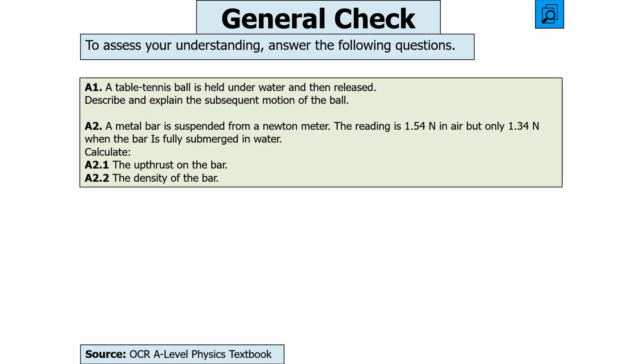The next question says, a table tennis ball is held underwater and then it is released. Describe and explain the subsequent motion of the ball. Then, a metal bar is suspended from a Newton meter. The reading is 1.54 newtons in the air, but only 1.34 newtons when the bar is fully submerged in the water. Firstly, calculate the upthrust on the bar, then secondly, the density of the bar. So pause the video now, then unpause the video when you want to go through your answer.